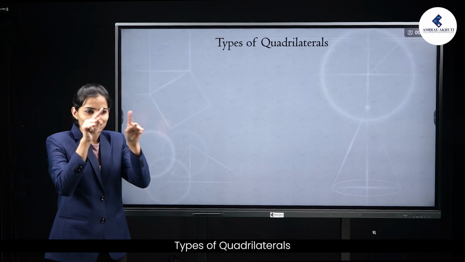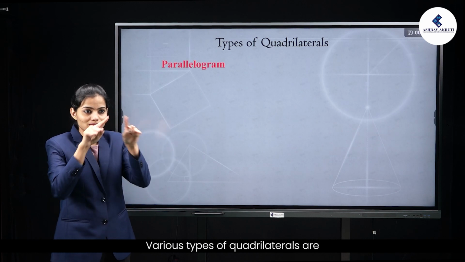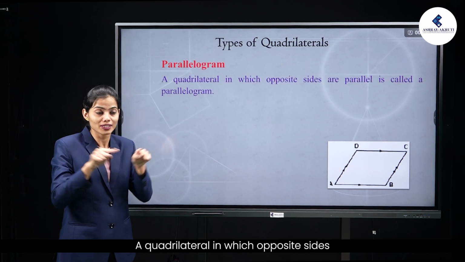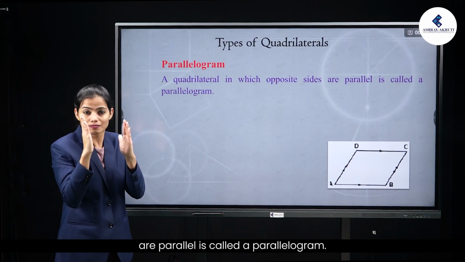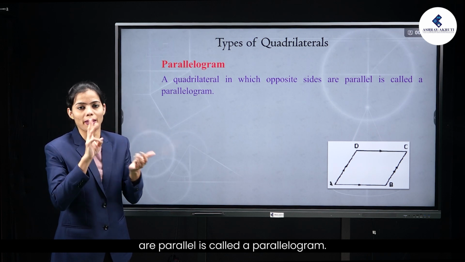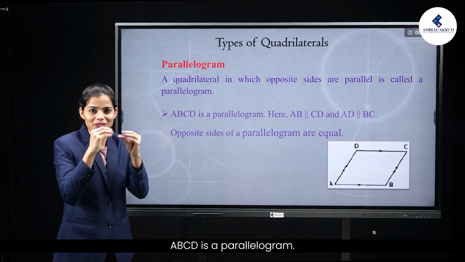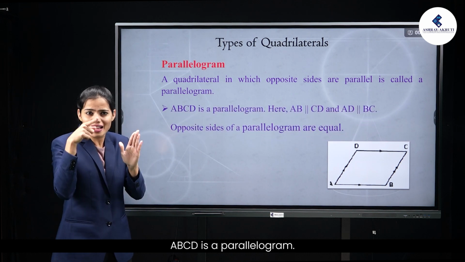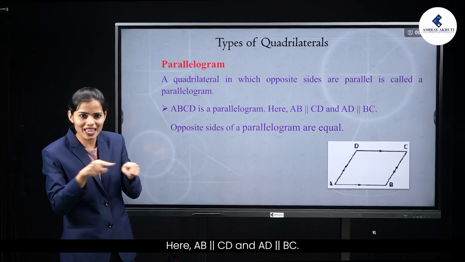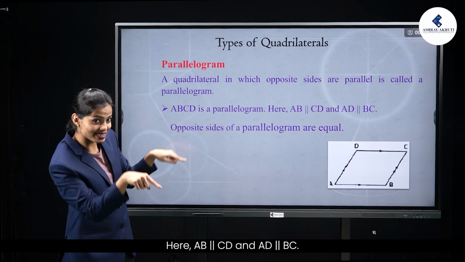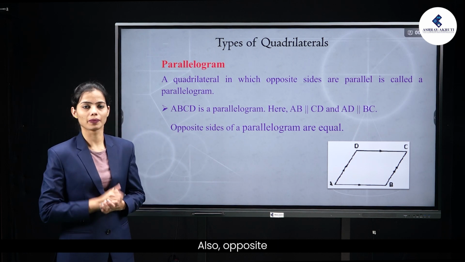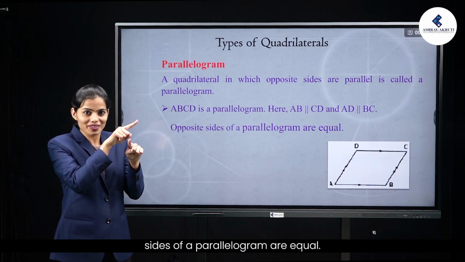Types of quadrilaterals. Various types of quadrilaterals are: Parallelogram. A quadrilateral in which opposite sides are parallel is called a parallelogram. In the figure, ABCD is a parallelogram. Here AB is parallel to CD and AD is parallel to BC. Also, opposite sides of a parallelogram are equal.